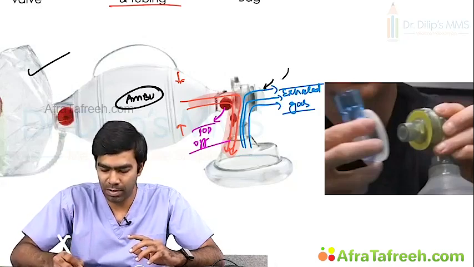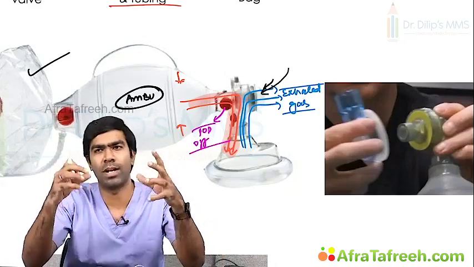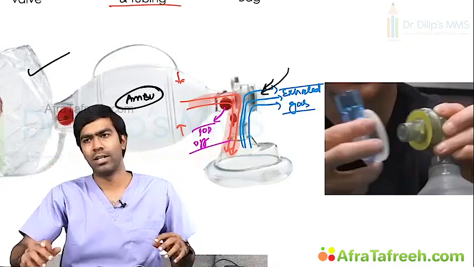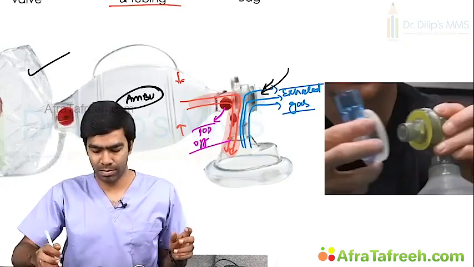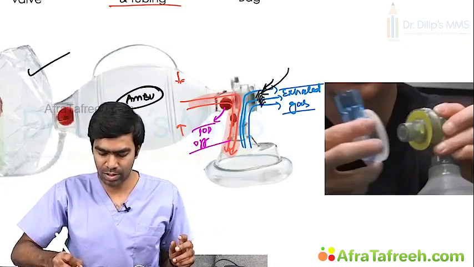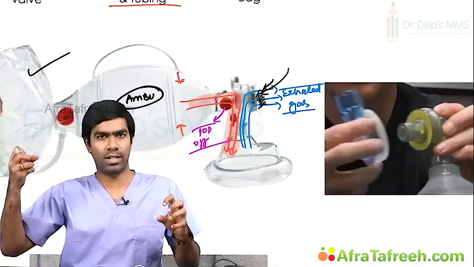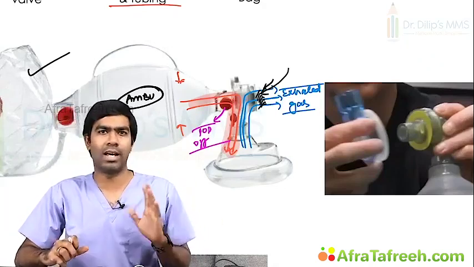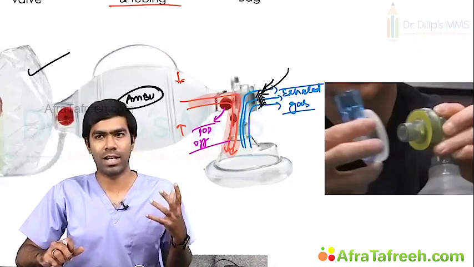Clear? Usually the PEEP valve will be attached here, because I told you the PEEP valve will be attached in places where you have the exhalation port. That's how you attach. In AMBU, attachment of a PEEP valve is very simple because you have a very good mechanism over here. So you just remove that area and you just put a PEEP valve over there. It's very simple. But Laerdal devices have some problem.